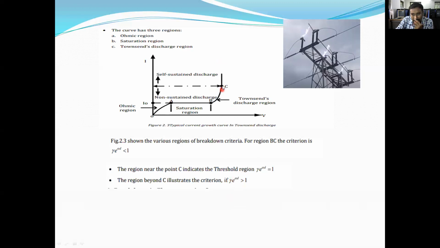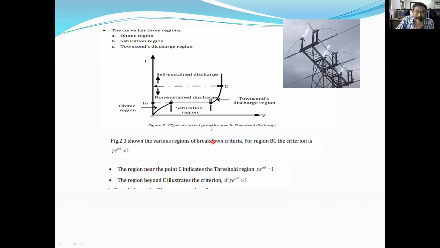Okay, so behind the C point, gamma e to the power alpha d is greater than 1. Here, the spark appears between two electrodes, across the gas. Again and again, more rapidly, the spark appears across the electrodes in a gas. That's why this region is called the self-sustained discharge region. Behind the C region, this spark appears in these electrodes again and again.